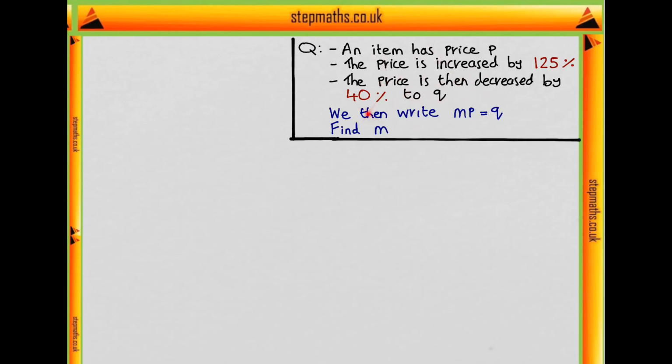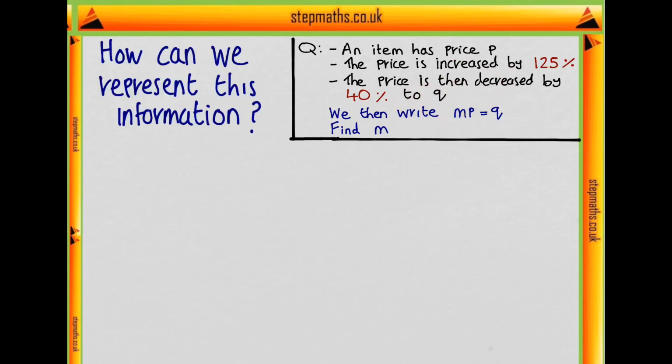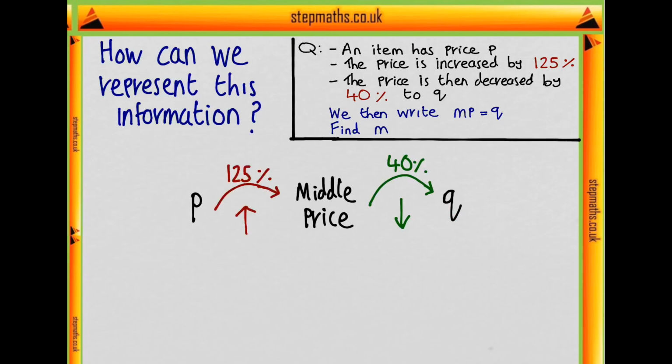So we have all this information here, but this is a horrible form to have it in. It's not particularly obvious what's going on. So what we have to ask is, how can we represent this information in a better way? And as is the answer in many of these multiple choice questions, draw a diagram. So we have P, some middle price, and then some Q. And we do this between them. So we take P, we increase it by 125%, gets us some middle price, and decrease it by 40%, Q.